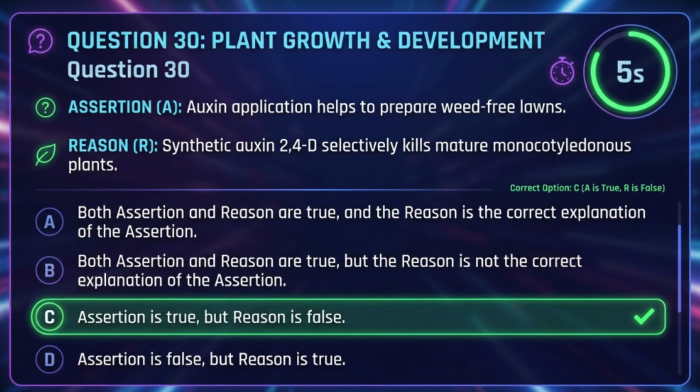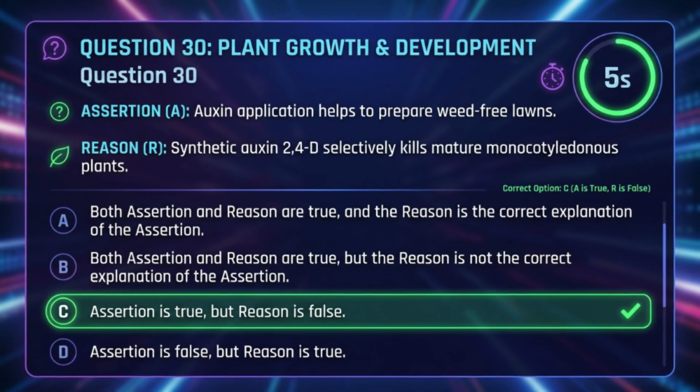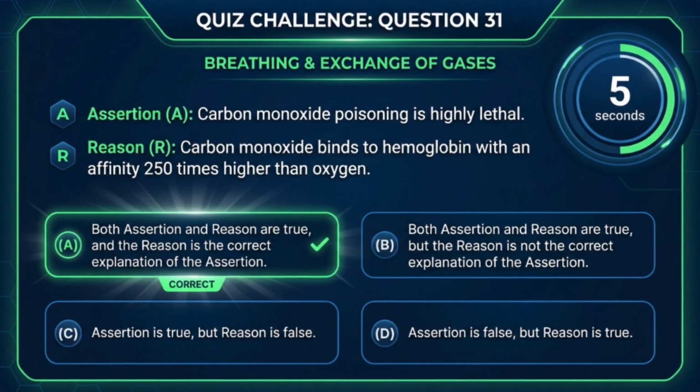Question 30. Plant growth and development. Assertion A. Auxin application helps to prepare weed-free lawns. Reason R. Synthetic auxin 2,4-D selectively kills mature monocotyledonous plants. 3, 2, 1. Auxins like 2,4-D are used to make weed-free lawns, which is true. But the reason says it kills mature monocots. That is false. It selectively kills broad-leaved dicot weeds, leaving the monocot grass unharmed. Option is C.